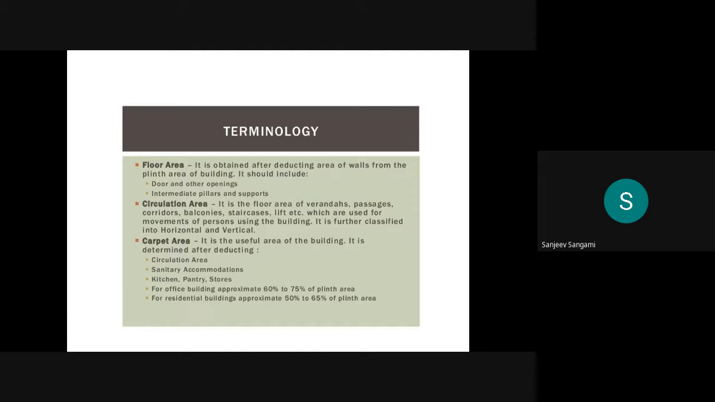If nothing is given, as I explained in the first class, that is a rough estimate. Whenever you are preparing a rough estimate, if nothing is available during the plan, you can assume these values. For office buildings, normally 60 to 75% of the plinth area. For residential buildings, approximately 50 to 65% of the plinth area will be considered.